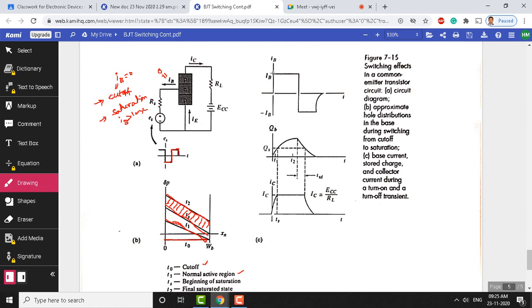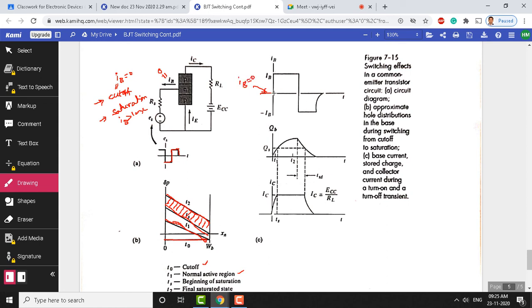So, this is the base current that you are seeing here. Initially we were in cutoff, where the base current is going to be 0 here. This graph is a step waveform. Here there is a base current which is 0.